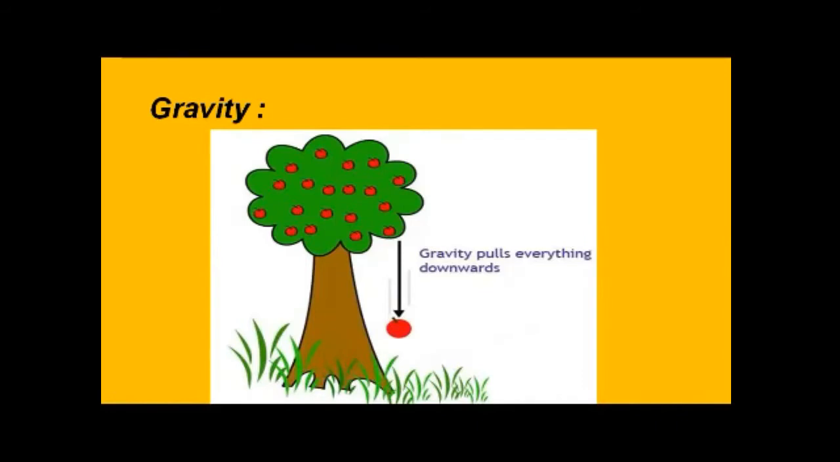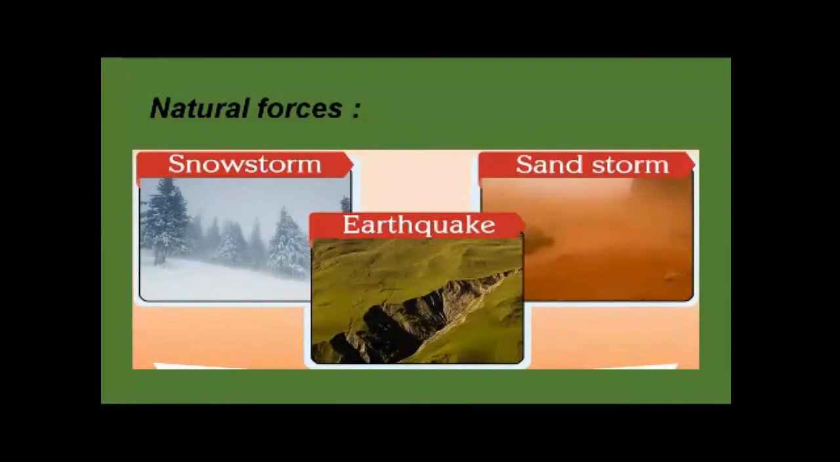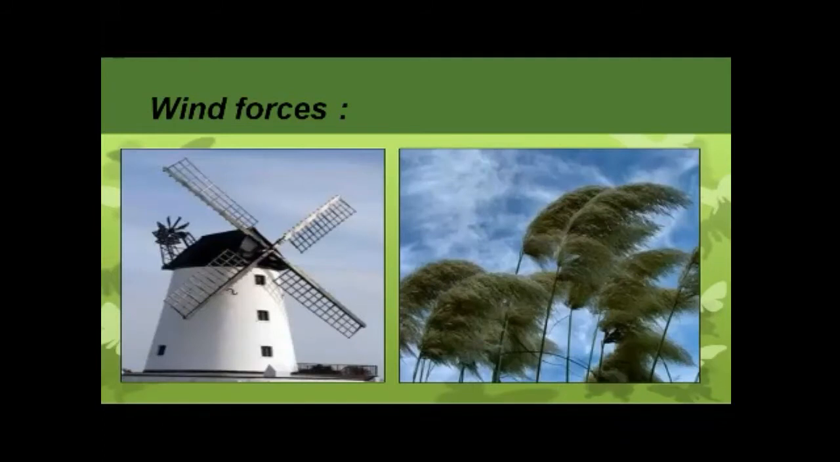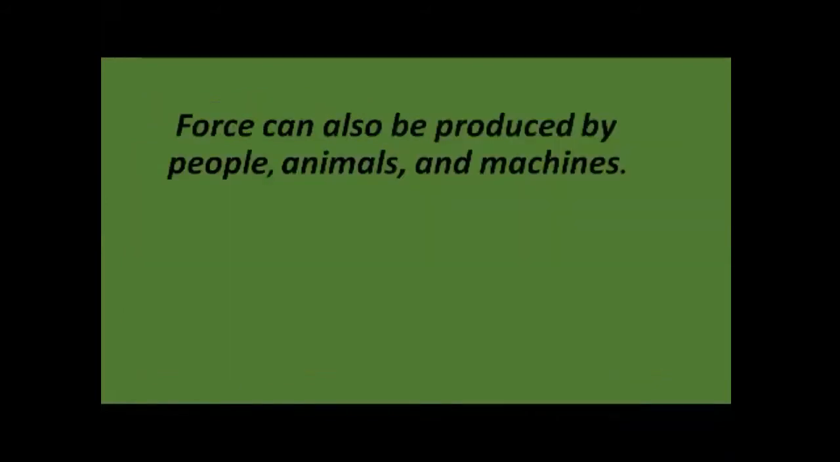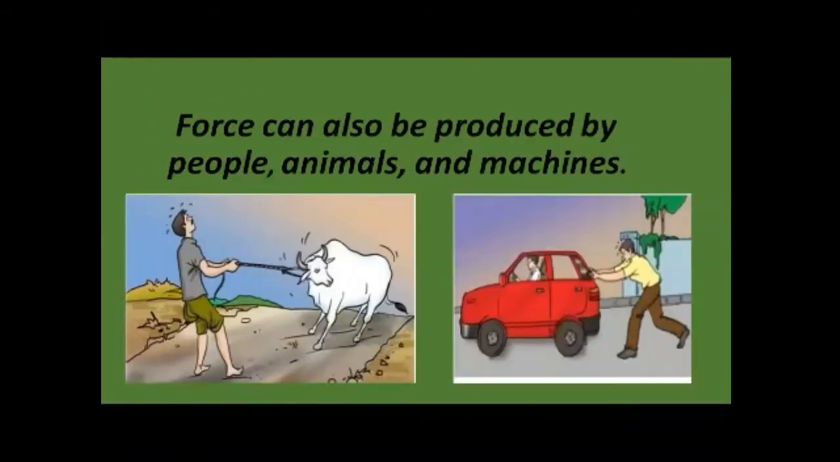So, students, have you got it? Now, the next type is natural forces. Snowstorm, earthquake, sandstorm. This shows natural forces. This is caused by natural forces. Okay. So, types of force include wind force, running water force, gravity, and natural forces. These are the types of forces. Now, force can also be produced by animals, people and machines. So this is all about the types of force.